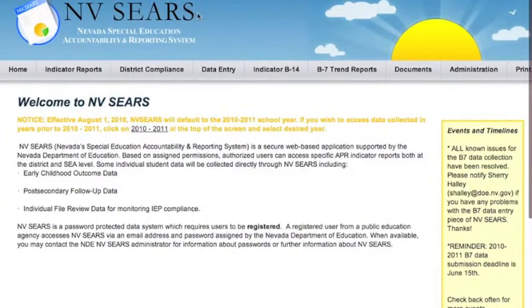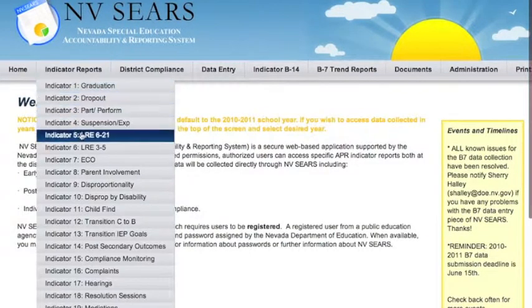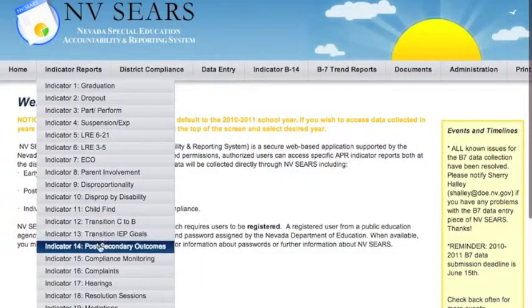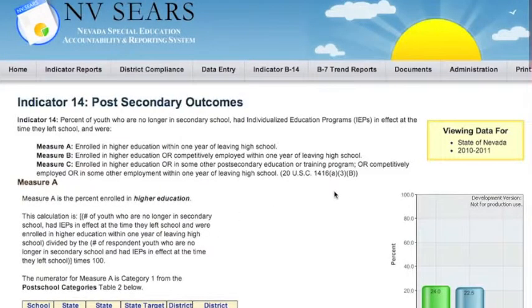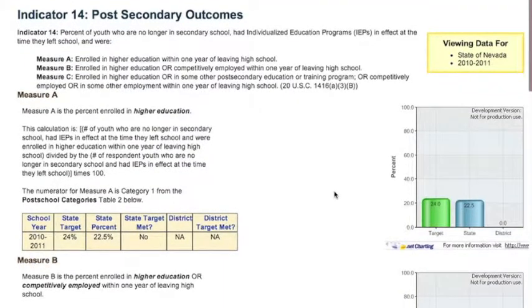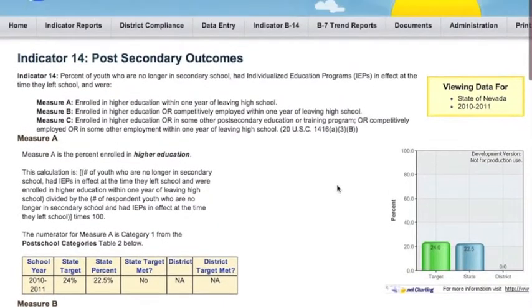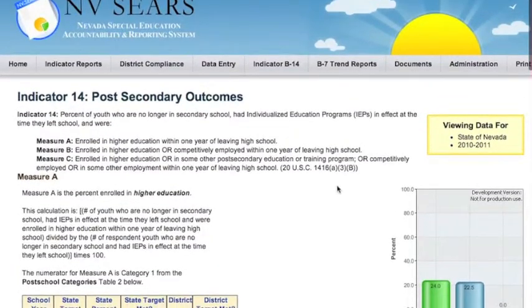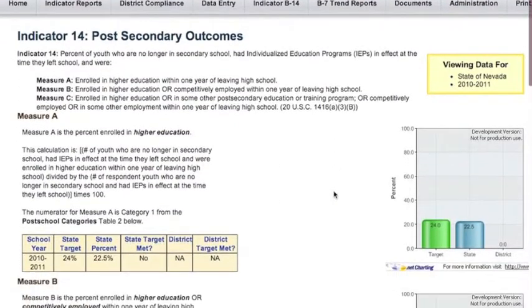So what I'm doing here is I'm going to switch to data collection year of 10-11 because that's one of the years that I know we have good data in the system. And we can look at things like indicator 14, post-secondary outcomes, indicator reports. And this is for the state of Nevada. This is what I would look at if I were an SEA.